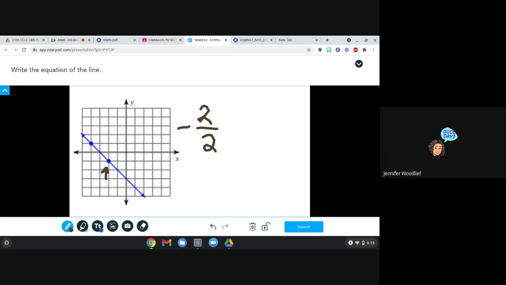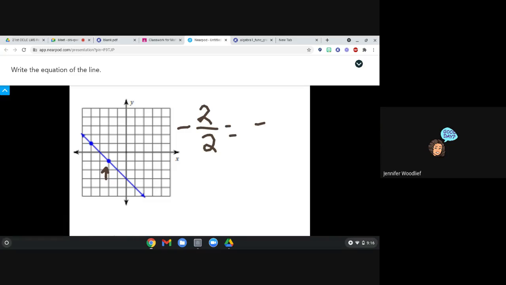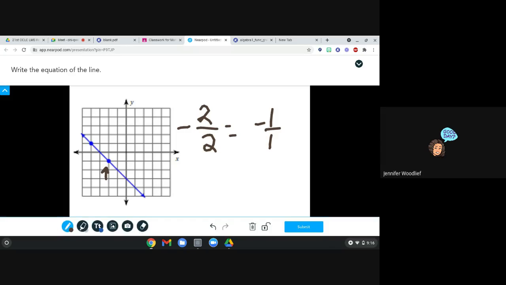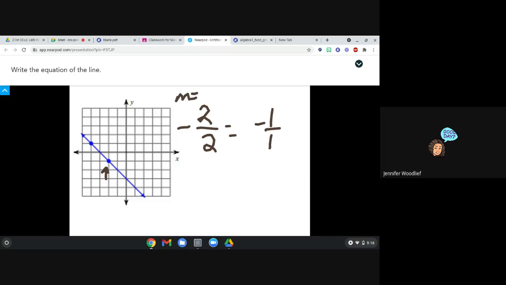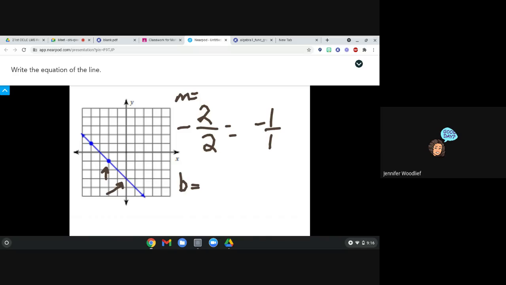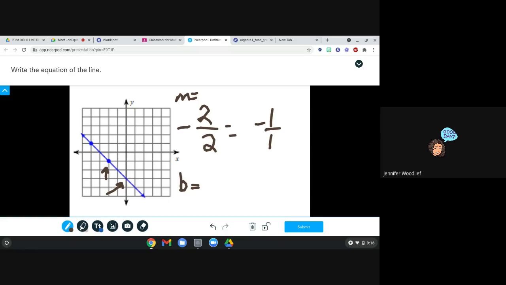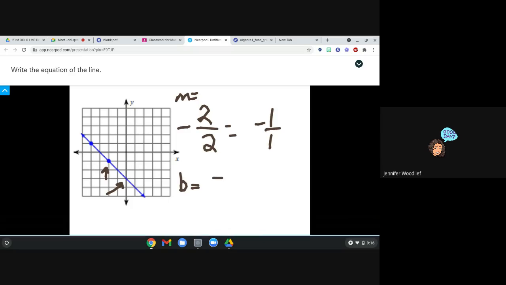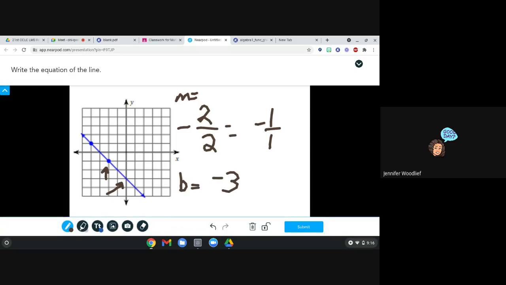How many of you forgot the negative sign? Okay, you got to pay attention to that, because it will make it different. Now, a lot of you did not reduce. Now, my y-intercept, that was my slope. My y-intercept is this point right here because that's the y-axis that it crosses. So that would have been at -3. So my slope is -1/1, and my y-intercept is -3.